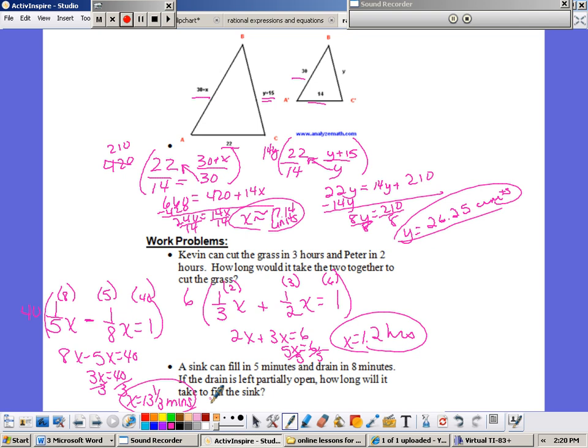Okay, these two are working together, so we added. These two are working against each other, so we subtracted. But they were all the part they can do in one portion of the time for a total job times the time it takes them together.